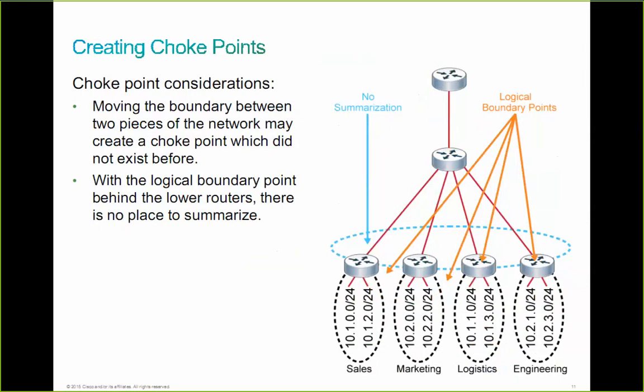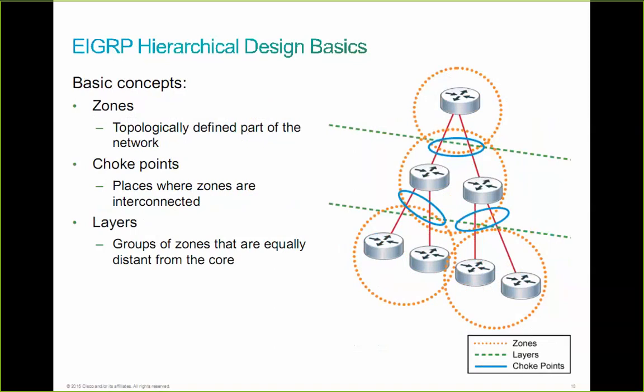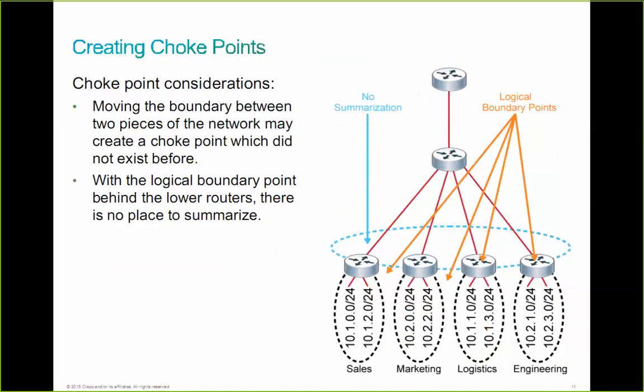The choke points themselves, and we saw this on the previous slide, these blue circles represent choke points. What is one of the things that we do at those choke points? We summarize. And in order to do effective, efficient summarization, what has to happen? You have to have contiguous address space. You have to have summarizable blocks of addresses, right?